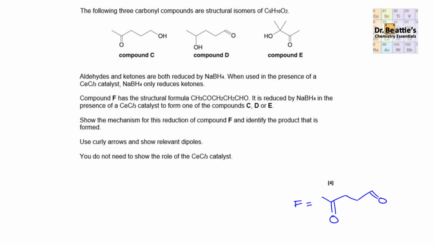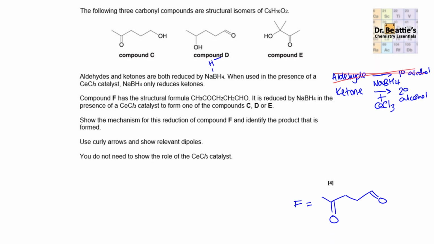First of all, it's telling you what you should know already. Aldehydes and ketones are reduced by sodium borohydride. That's our source of H-. Key piece of extra information that's beyond the course, but because they've given you it's fair game, is that when used in the presence of a cerium chloride catalyst, this sodium borohydride only reduces ketones. Usually aldehydes and ketones undergo reduction to primary alcohol or secondary alcohol with sodium borohydride, but what we're saying here is with this cerium chloride catalyst, aldehydes do not undergo this reduction.